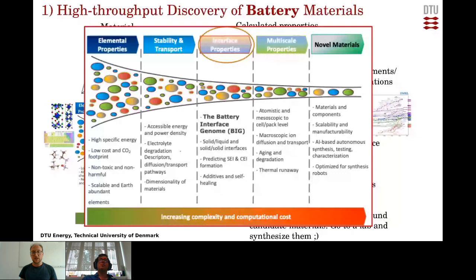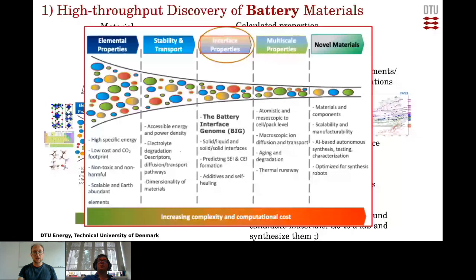And then beyond the interface, we can look at multi-scale properties. So what Alejandro showed before. And then at the end, we have new materials and we have new components and new designs for structures for batteries and so on. And again, also in this case, we go for increasing complexity in each one of these steps. So what I'm going to show you in the next slides is actually mostly on the bulk properties and interface properties.